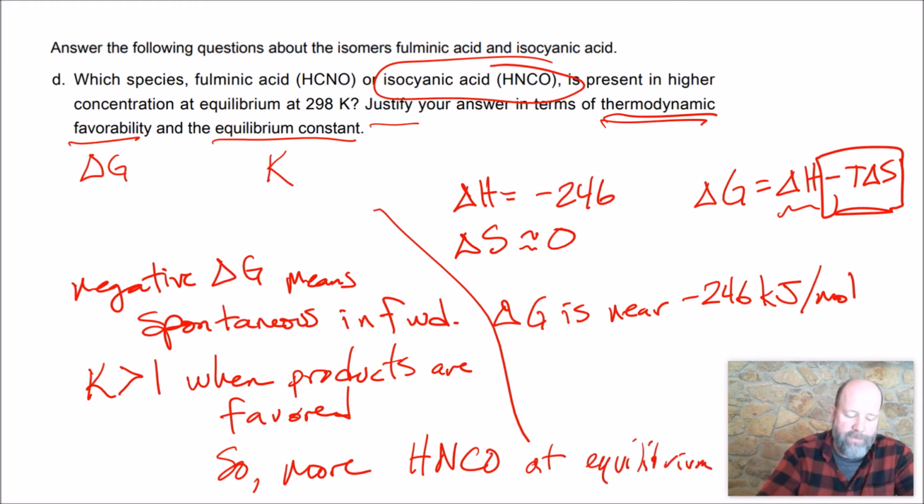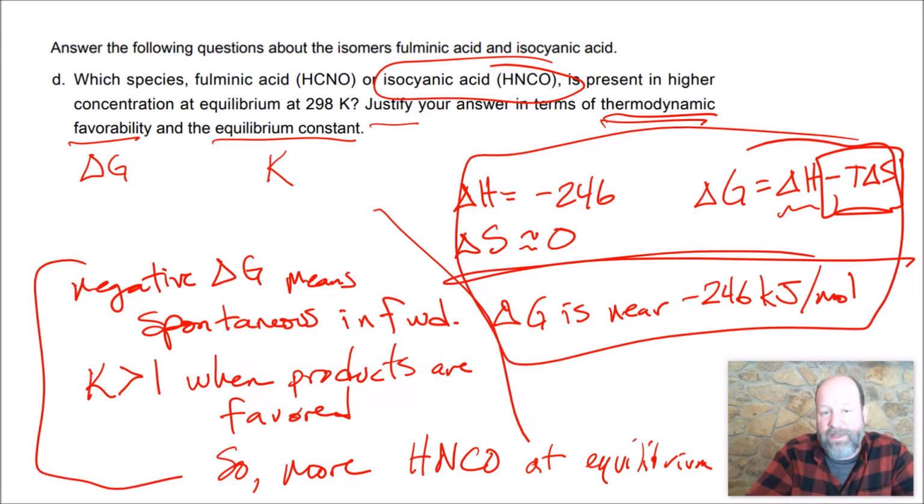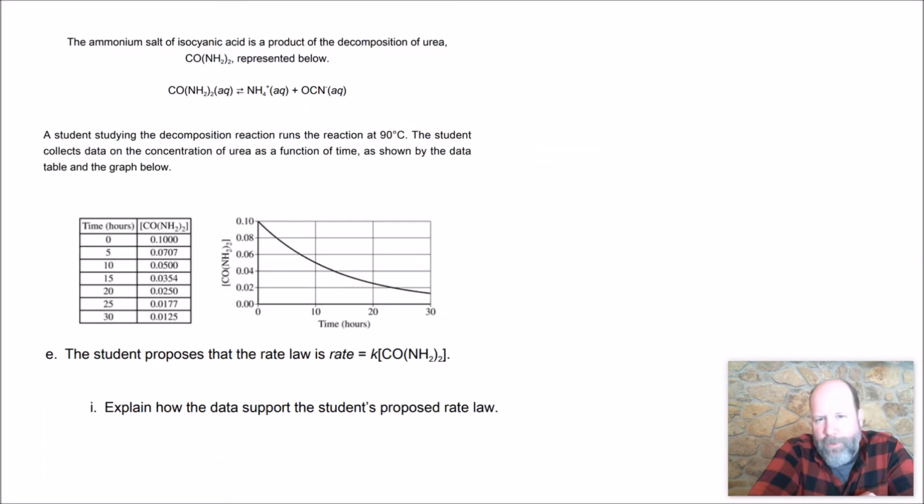Now this is 2 points, one for this and one for this, to get this delta G is negative. So the part E here is kind of tough. We've got this graph, we've got some data. We're looking at a decomposition reaction. There's no coefficients, so this looks like a first order reaction based on that, and that's what this is showing you here. There's no exponent on this, so that's first order reaction.